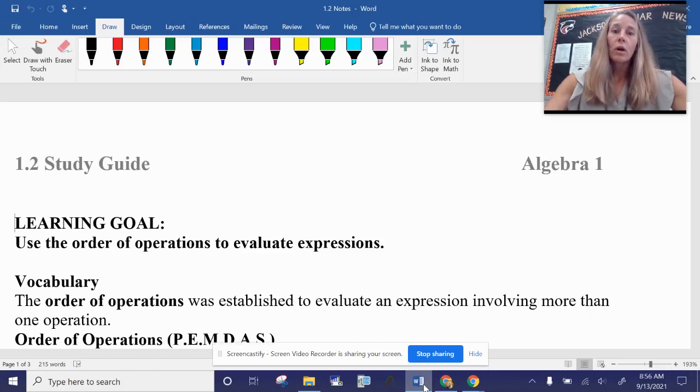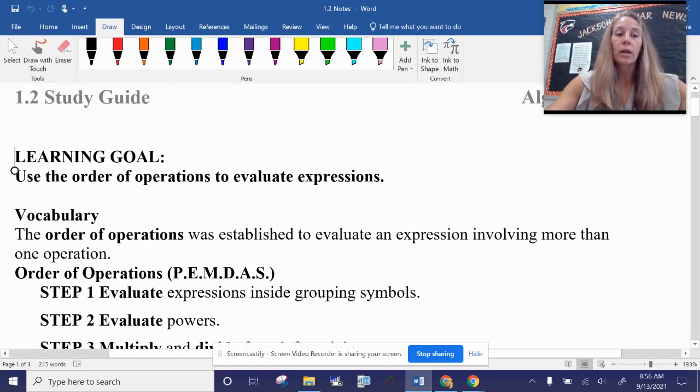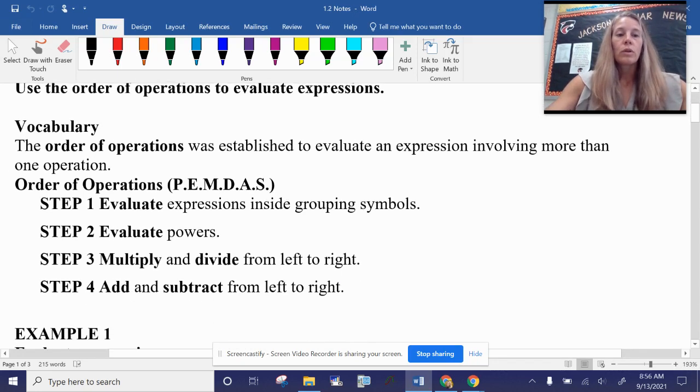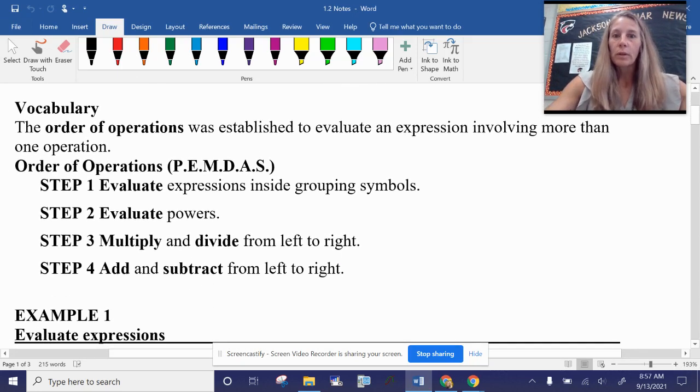Good morning. Our next lesson is on section 1.2, and our objective for this lesson is to use the order of operations to evaluate expressions. The order of operations, which you've probably learned at some point prior to Algebra 1, is established to evaluate an expression involving more than one operation. There's generally four steps.